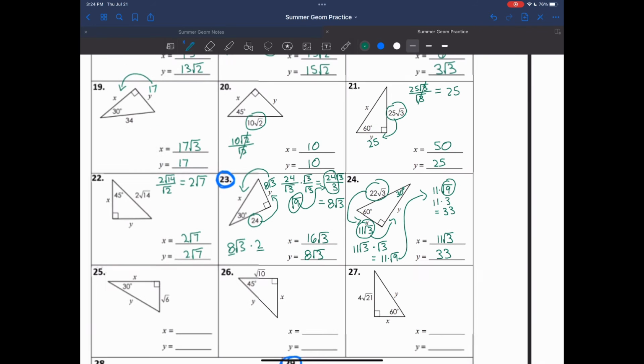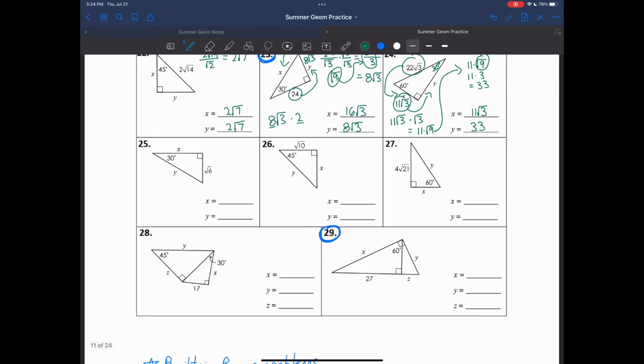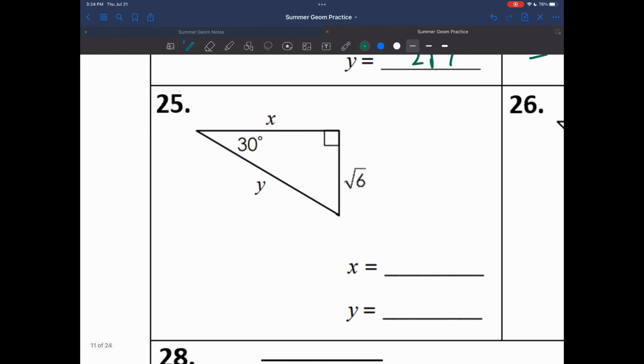Okay, good. That takes us to 25. Getting close to the end, those last two are going to be tricky. Those are very multi-step. All right, number 25 is a 30, 60, 90. Let's see, if our 30-degree angle is here, then that means this is our short leg, which they give us, so that's good. So it is the square root of 6. Let's go ahead and find our hypotenuse.